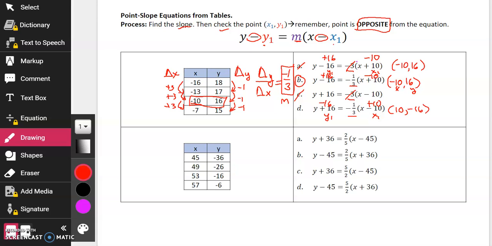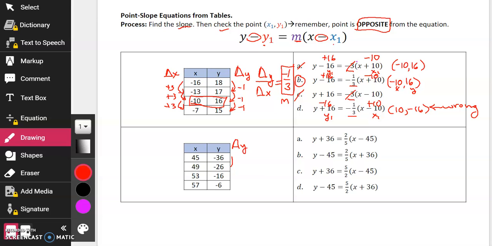I can look and see that x was supposed to be negative, so this is the wrong point. That tells me this equation doesn't match this table. That's all that you're doing. Can you find the slope, and do you know how to read the points? Okay, so let's do it again.